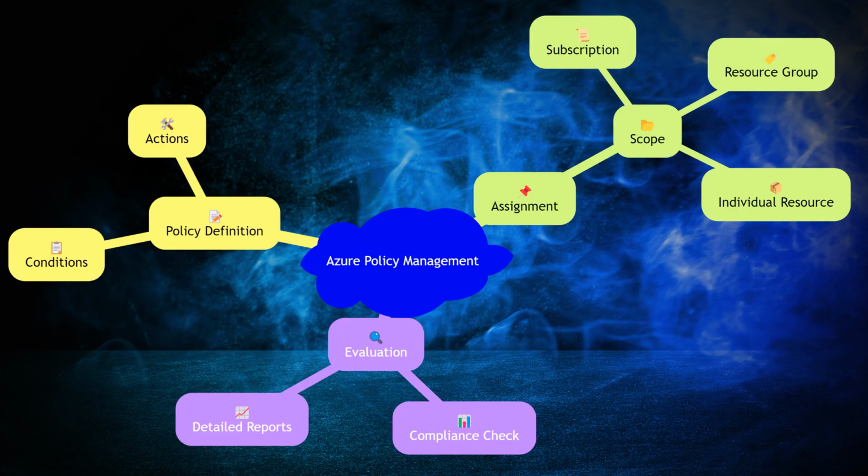Creating and assigning policies in Azure is a straightforward process. You start by defining a policy definition, which specifies the conditions under which the policy is enforced and the actions to take when those conditions are met. Once the policy definition is created, you can assign it to a specific scope, such as a subscription, resource group, or individual resource. Azure Policy then evaluates resources within the scope to ensure compliance and provides detailed reports on policy adherence.